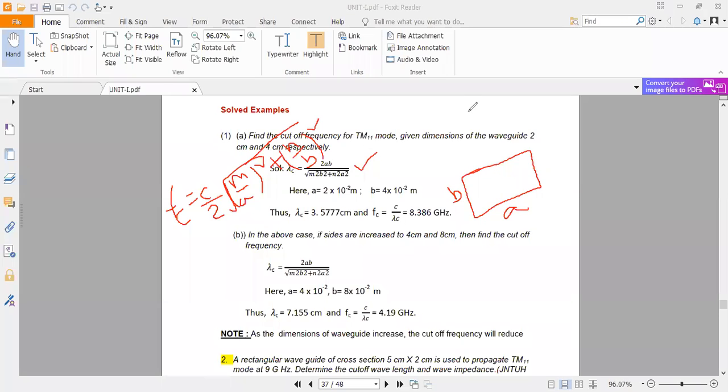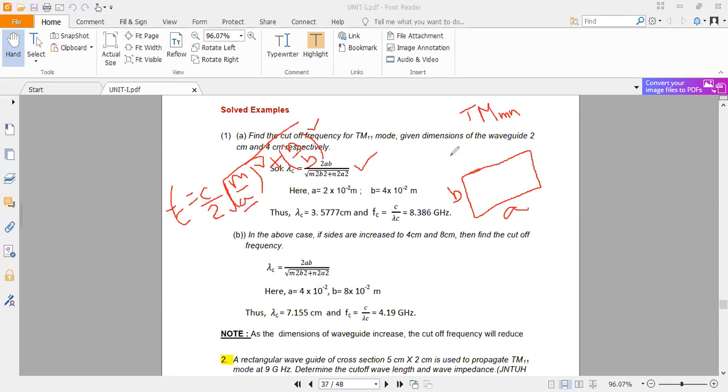So in TM, see all of you, this is the most important point. TM, actually TMn, it is represented with TM m n. What is m in our case? M is equal to 1. What is n? N is equal to 1. So we got the m value and n value, and we got the dimensions.